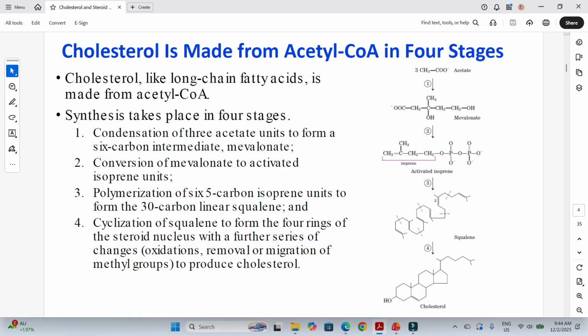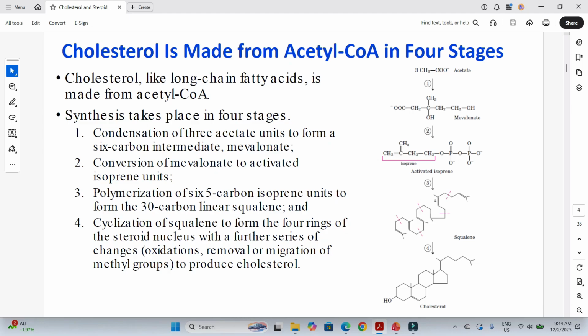So that's why the linear squalene molecule is 30 carbon atoms, because it comes from the polymerization of 6 5-carbon isoprene units. So this is squalene, from activated isoprenes to squalene.